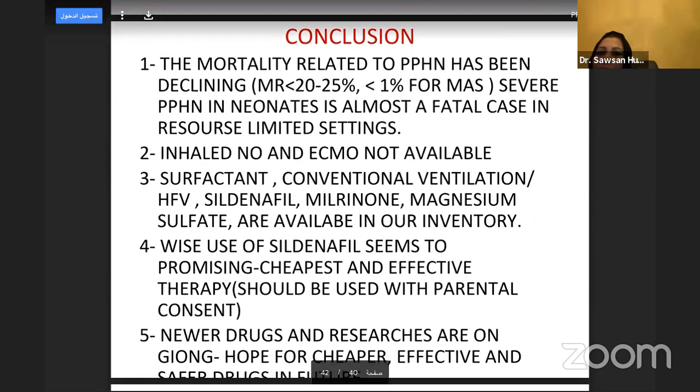So what is the conclusion? The mortality rate related to persistent pulmonary hypertension has been declining from 20 to less than 1% in severe PPHN, because it is almost a fatal case if not treated. Inhaled nitric oxide and ECMO are not available in most institutes. Even in my institute, where I'm working now, in IM Hospital, it's not available. Surfactant, conventional ventilation, high frequency ventilation, sildenafil, milrinone, and magnesium sulfate are available in our inventory. So why not use these medications if you don't have high frequency ventilation or nitric oxide available?